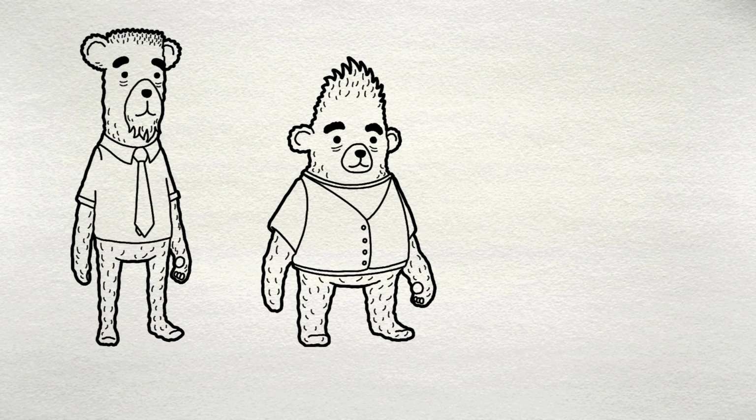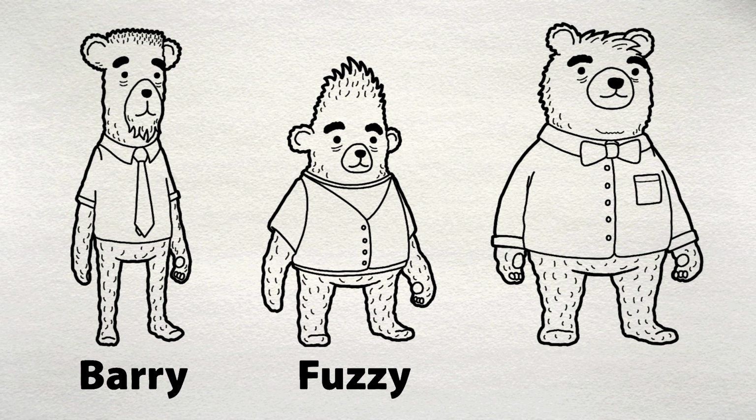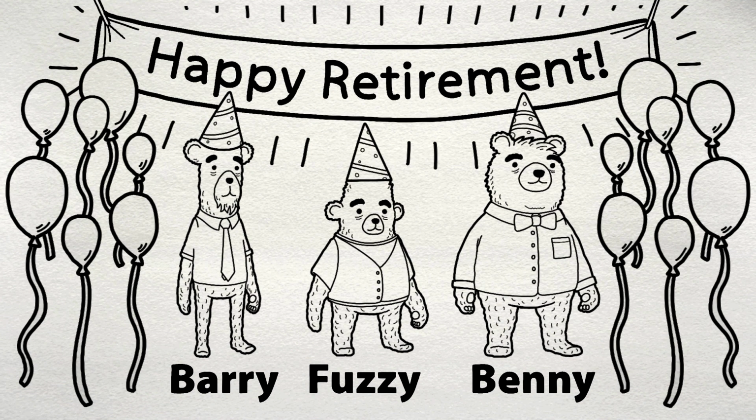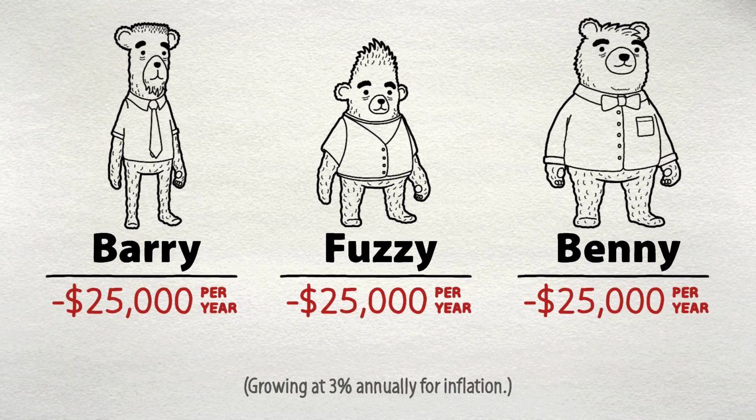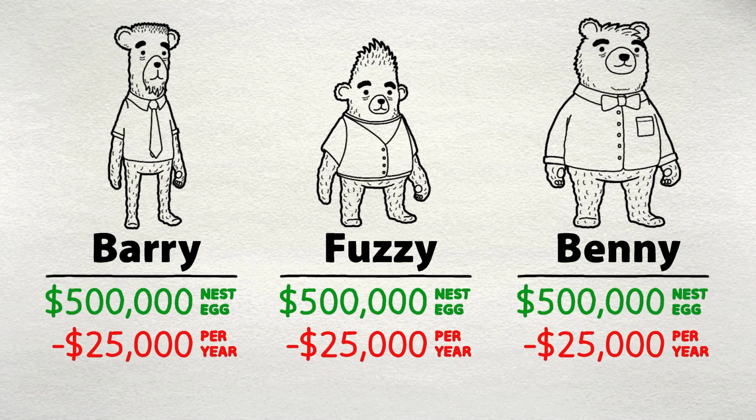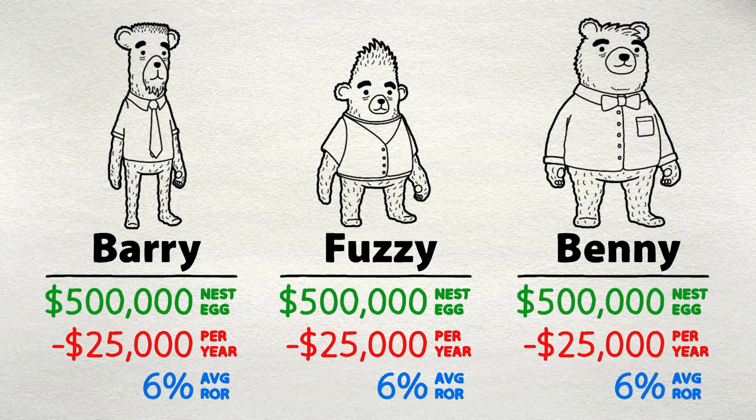Consider the story of 3 bears, Barry, Fuzzy, and Benny. These 3 bears entered retirement on the exact same day. They determined that each year they would need $25,000 to cover their bare necessities. They each started with an investment balance of $500,000 to cover their living expenses throughout the remainder of their retirement. After much research, each bear determined and agreed that a 6% average rate of return on their initial investment would allow them to sleep well at night and maybe even hibernate each winter.